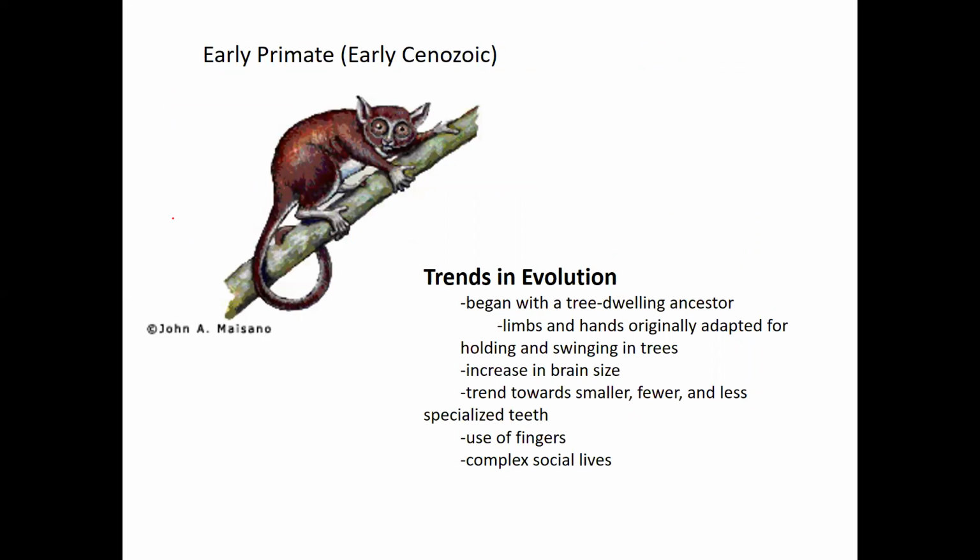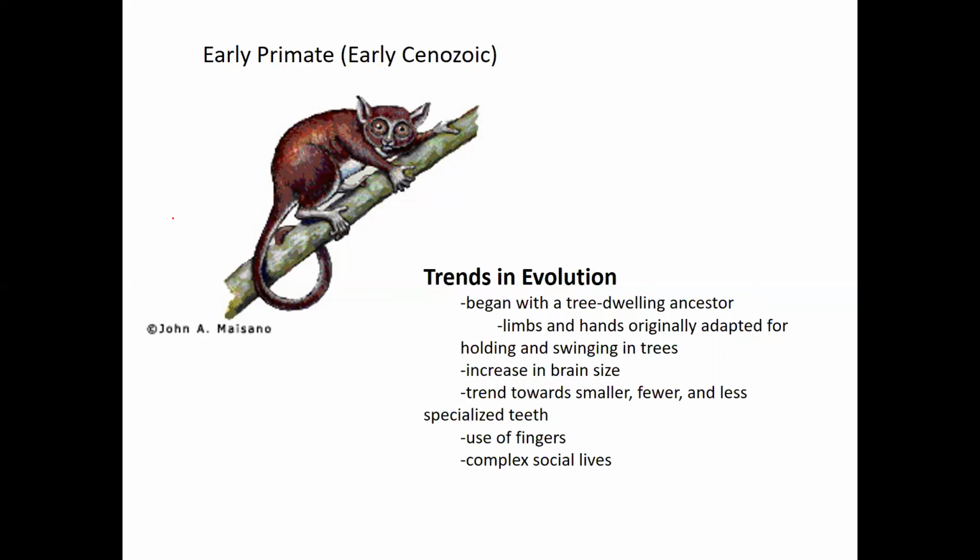So trends in early primate evolution. They began with a tree-dwelling ancestor. The limbs and hands were originally adapted for holding and swinging in trees. Over time, they increased in brain size, and they trended towards smaller, fewer, and less specialized teeth. And they increased the use of fingers, and they developed complex social lives.